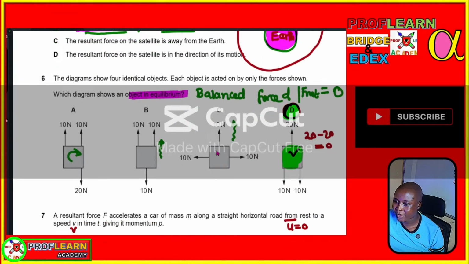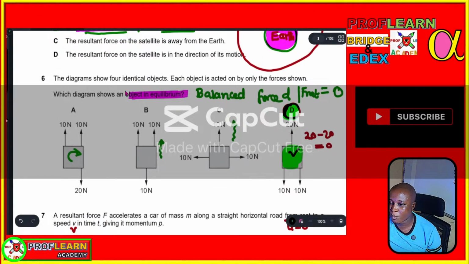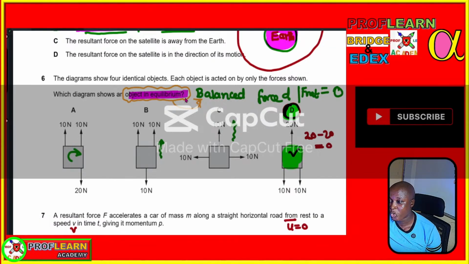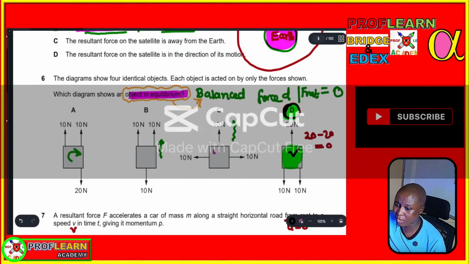We have question number 6. We need to understand the object being at equilibrium. An object that is at equilibrium is going to have a net force equal to 0. So the forces must be balanced in any direction, and the clockwise moment should be equal to the anti-clockwise moment. So that's something that you need to remember.